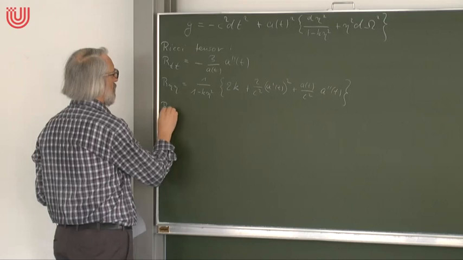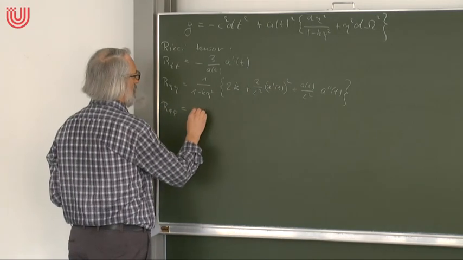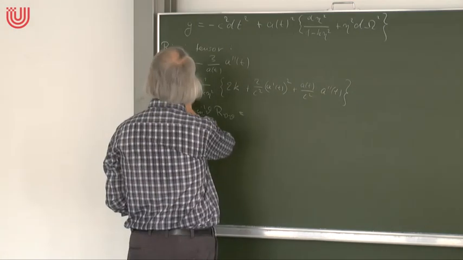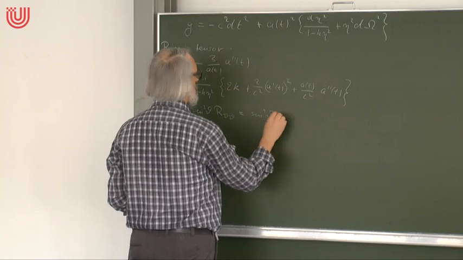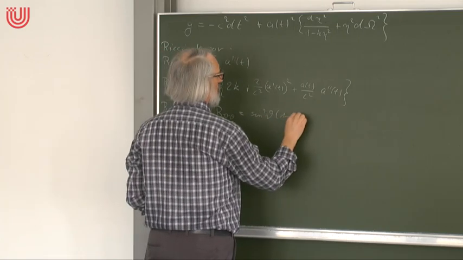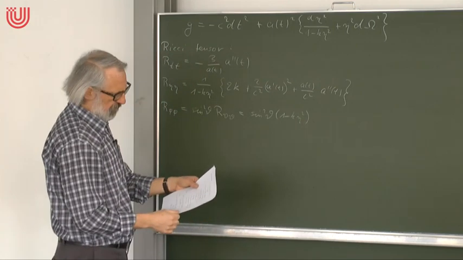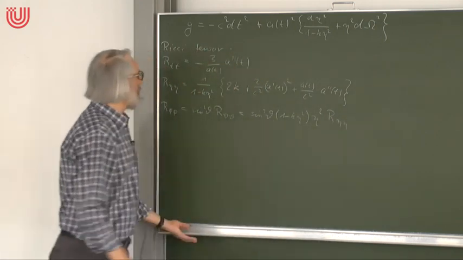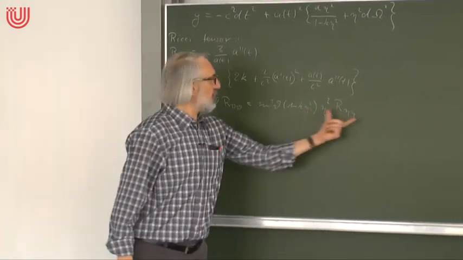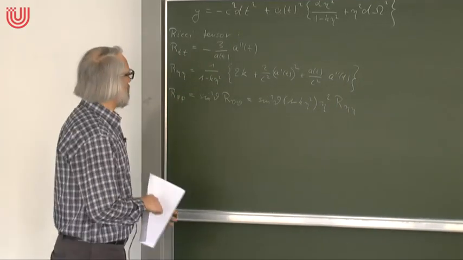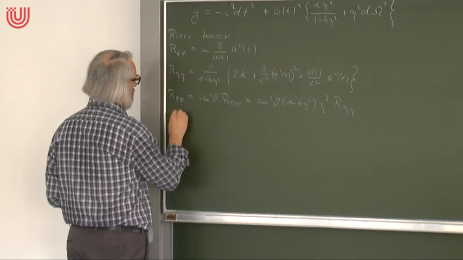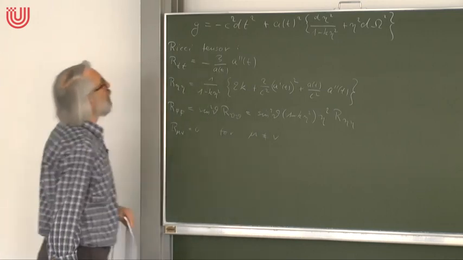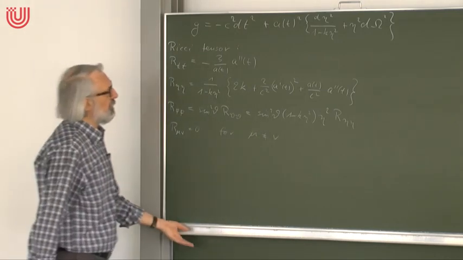So you can combine the other equations in the following way. R phi phi is sine squared theta R theta theta, and this is proportional to this here. So I can write it in this way. This factor is not there, so I have to multiply everything with this, and then I think it's an eta squared. Yes, eta squared. So if you insert this expression for R eta eta, then you can read off the R phi phi and the R theta theta, and the mixed components are 0 for mu different from nu. So these are the components of the Ricci tensor.